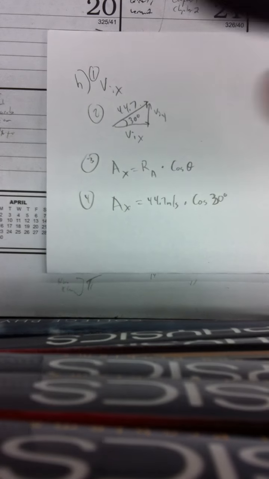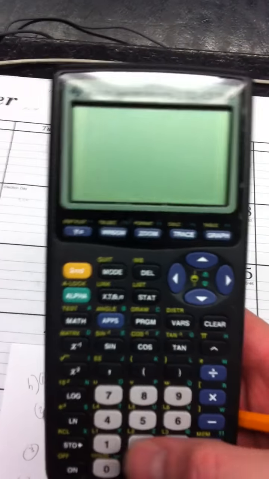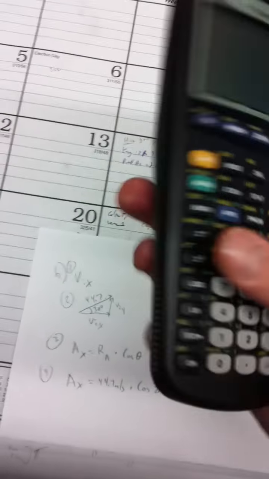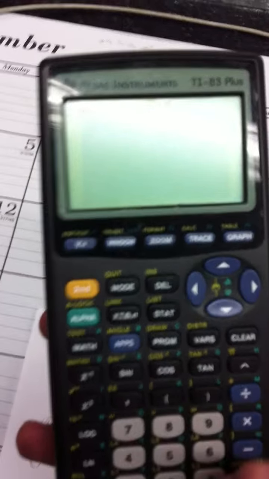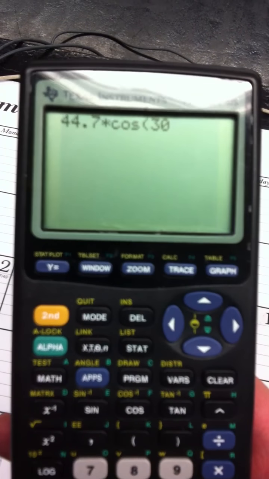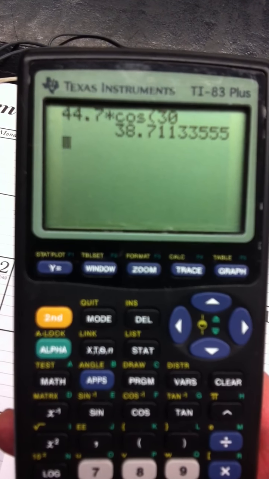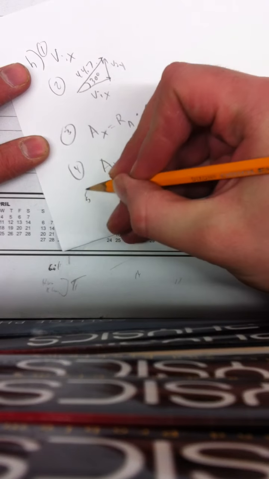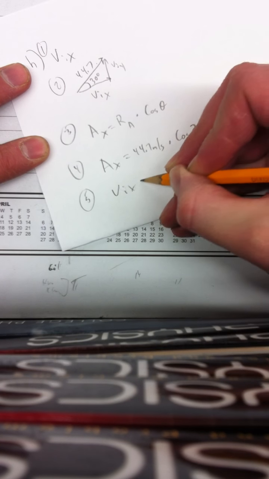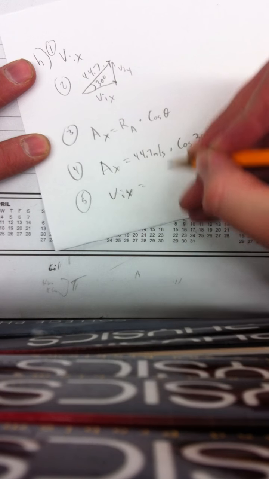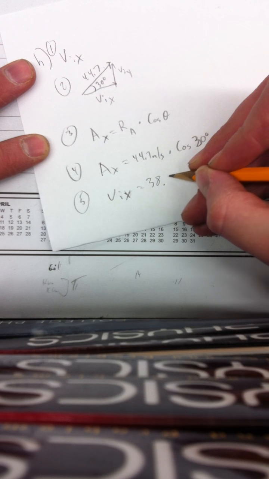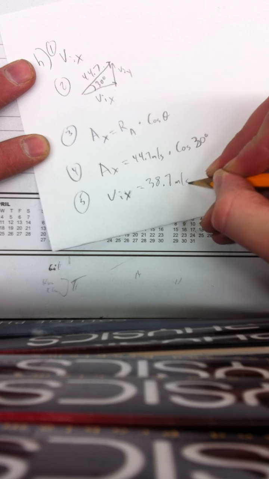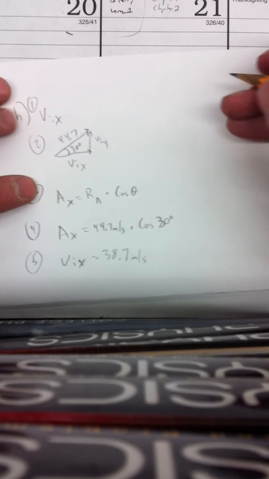You get an answer of 44.7 multiplied by cosine 30, which gives 38.7 meters per second. So now we have step 5: VIX is equal to 38.7 meters per second.